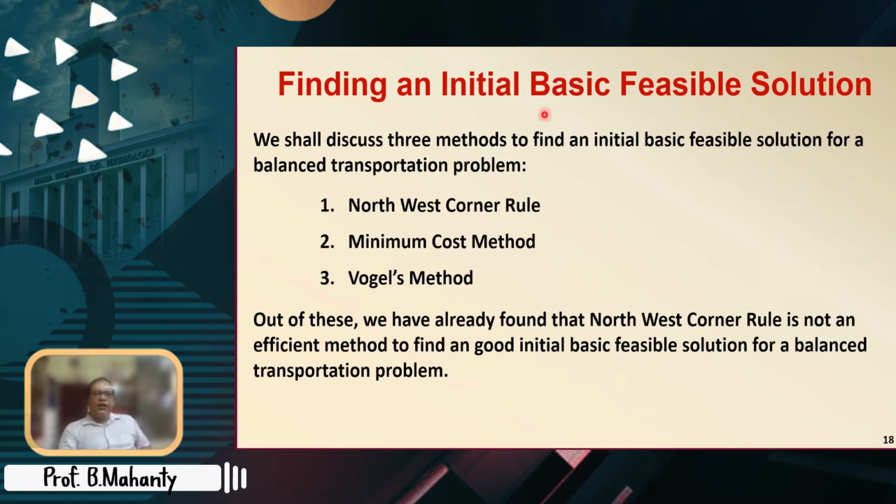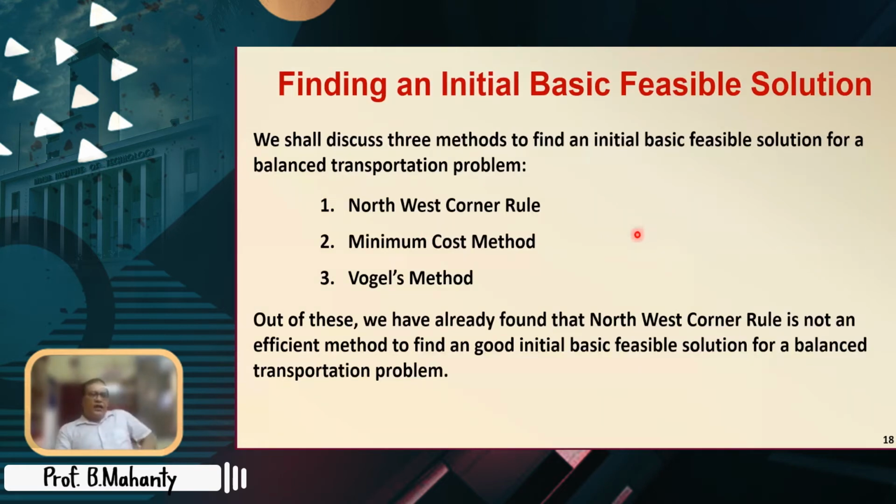So finding an initial basic feasible solution is an important thing, and we shall discuss 3 methods to find the initial basic solution for a balanced transportation problem. What are they? Northwest corner rule, minimum cost method, and Vogel's method. Out of these, we have already found that the northwest corner rule is not an efficient method to find a good initial basic feasible solution for a balanced transportation problem. So we are not very happy with the northwest corner rule. But there is a reason why the northwest corner rule has come. Anyhow, that I shall explain later.